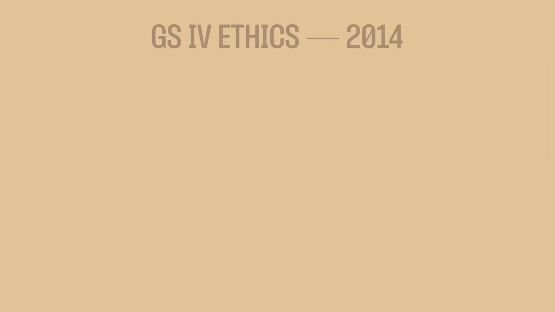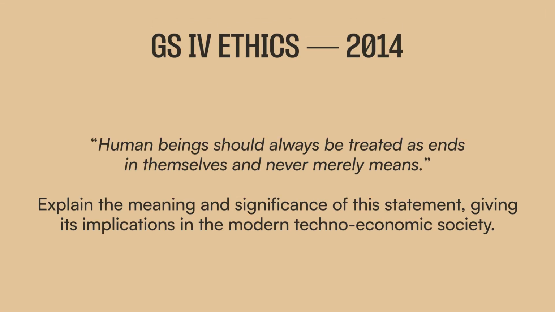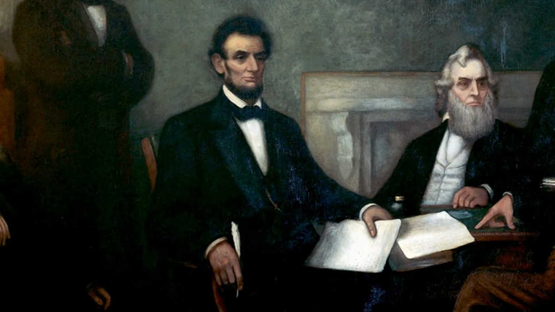Like, let's take the 2014 question. Human beings should always be treated as ends in themselves and not merely means. Explain the meaning and significance of this statement, giving its implications in modern techno-economic society. This statement is an idea given by Kant. And this statement is an absolute Kantian ethics idea. To introduce this question, or introduce an answer to this question, had I been in your place, I would have preferred to use somebody like Abraham Lincoln. I would have preferred to use somebody like Kailash Satyarthi.